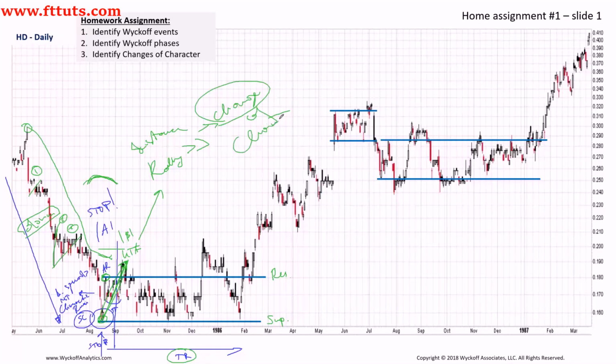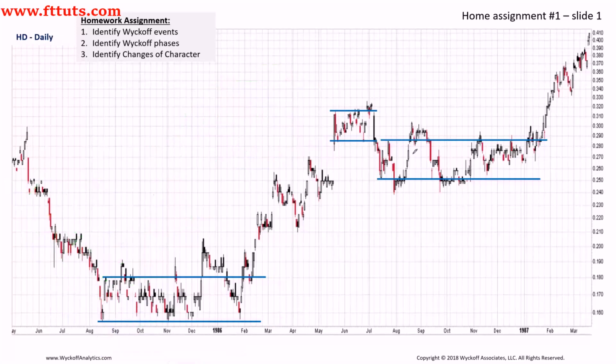So a change of character. Now we need to confirm it. How do we confirm it? Well, we look at the climactic run, and we compare it to the next rally that comes after the change of character rally, the next decline that takes place. Then we see that, again, the distance is diminishing. We're seeing how the spread might be diminishing as well. We're having a higher low right here in this area. So that confirms that change of character.